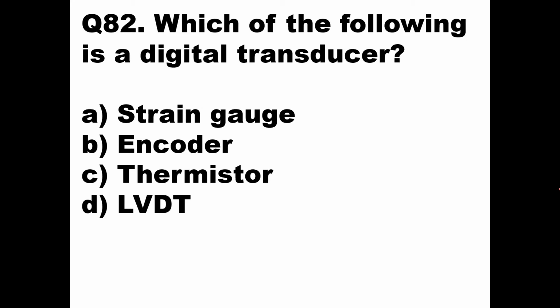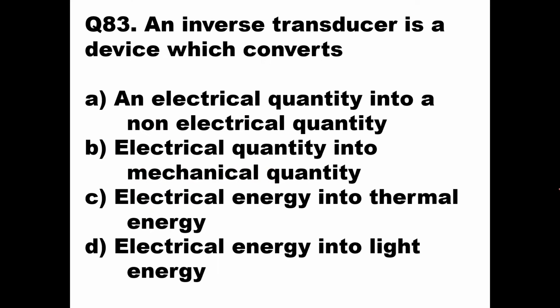So out of these four options, option B, encoder, is a digital transducer because it is going to use the information and then encode that information. So coding is done. Encoder is a digital transducer. Okay, then we'll go to the next question, question number 83.